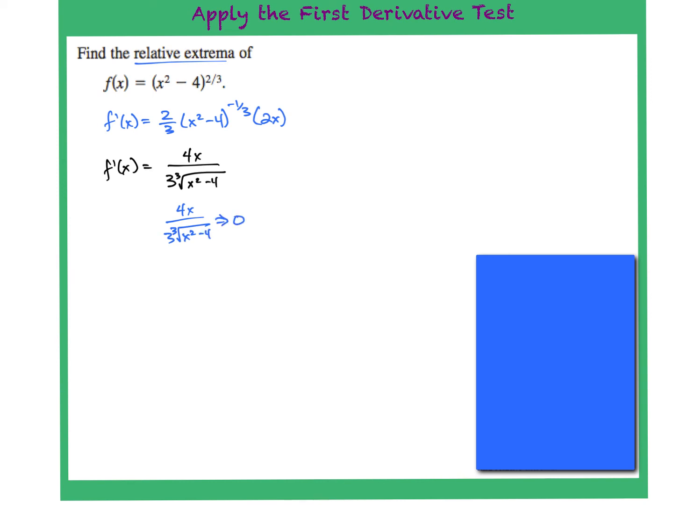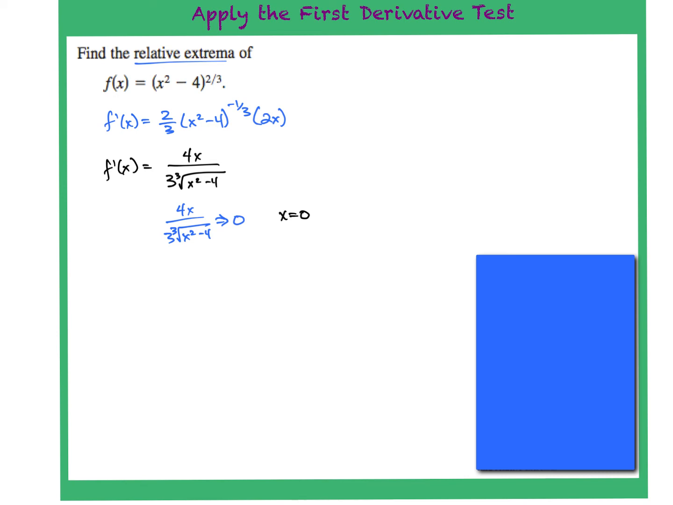So when do I get it equaling 0? It's not a trick question. 0. So I have a critical number at x equals 0. That will give me a horizontal tangent line. However, what is my definition of a critical number?